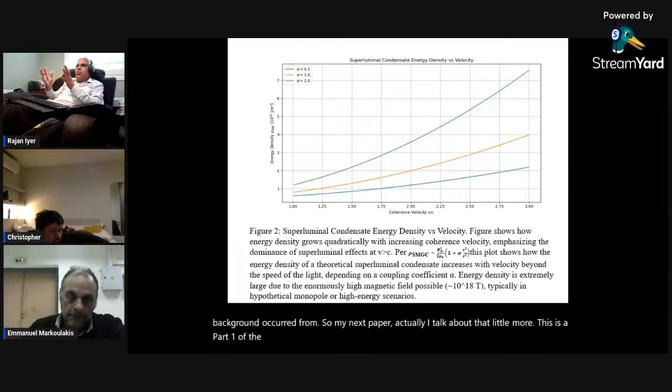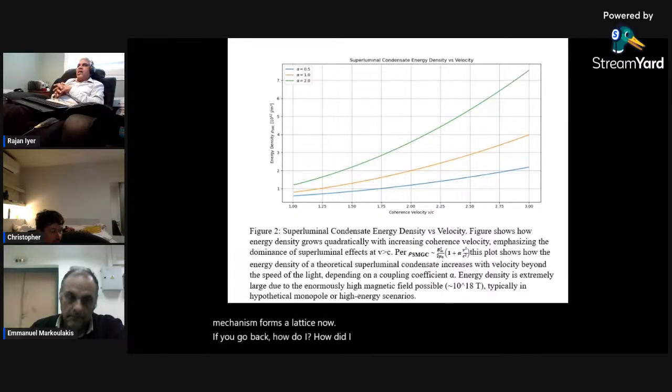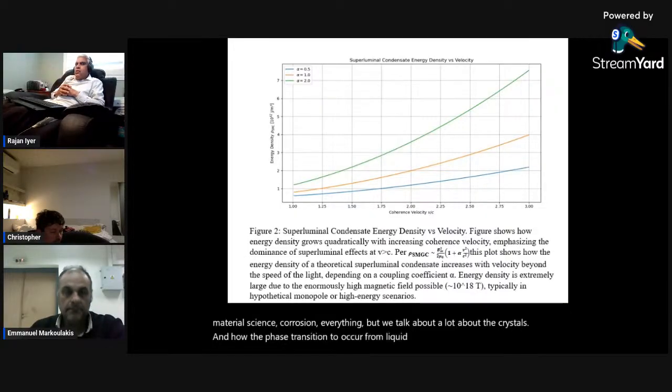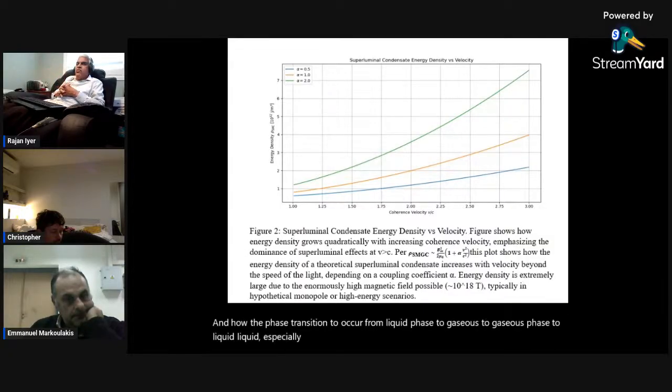In part two, I said that this can create a lattice type of thing. So the locking-in mechanism forms a lattice. Now, how did I get that? It is from my material science background, where we study in very great detail. My PhD is in material science, corrosion and everything. But we talk a lot about crystals and how phase transitions occur from liquid phase to gaseous phase, gaseous to liquid, especially liquid to solid. That's where I concentrate in material science.